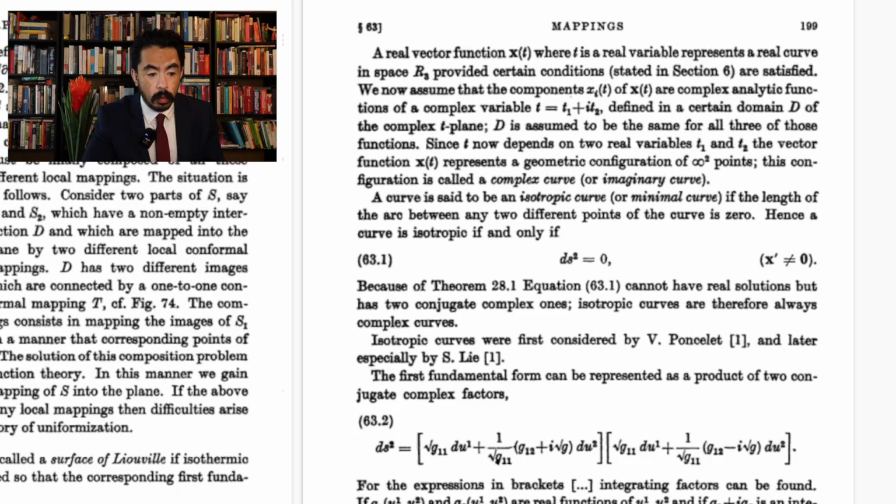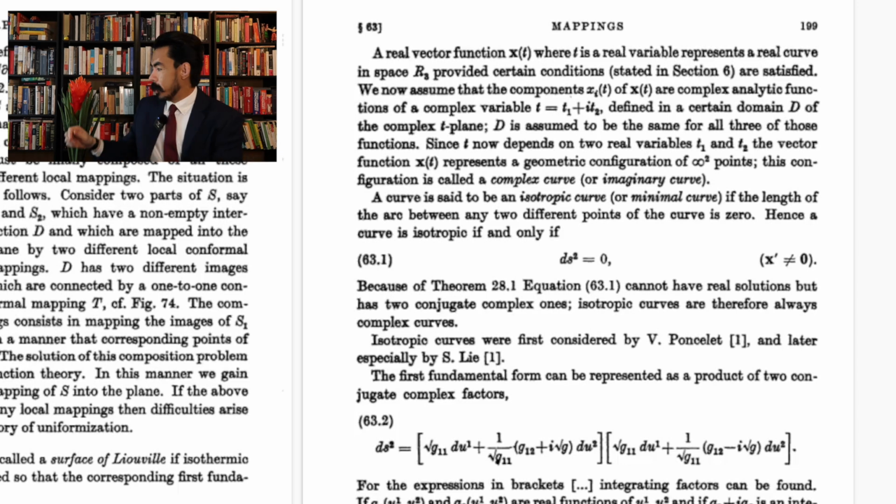Isotropic curves were first considered by Jean-Victor Poncelet, who, as it turns out, was the commanding general of L'École Polytechnique, and later especially by Sophus Lie, who, if you don't know who Sophus Lie is, you probably will see something that is named after him. He was the doctoral advisor of Élie Cartan, who is the father of Henri Cartan.